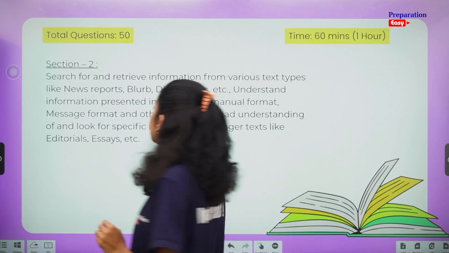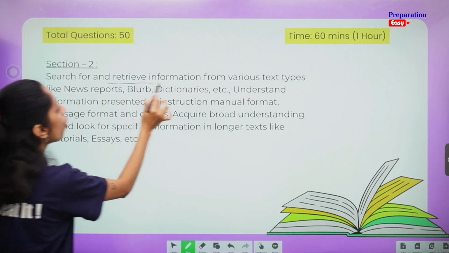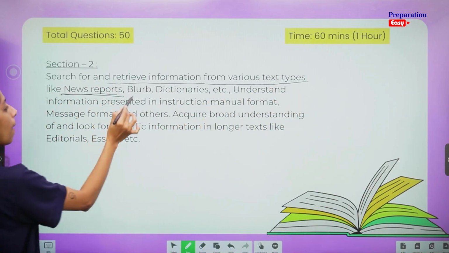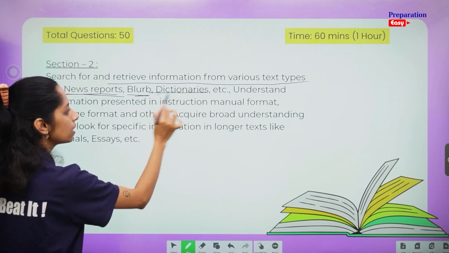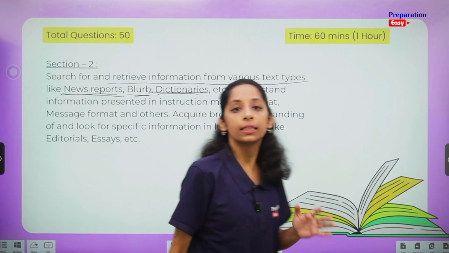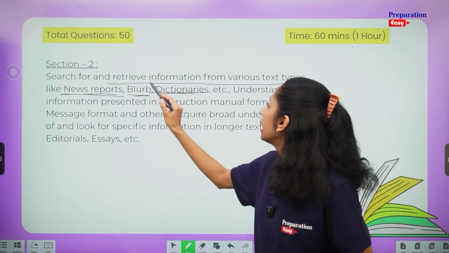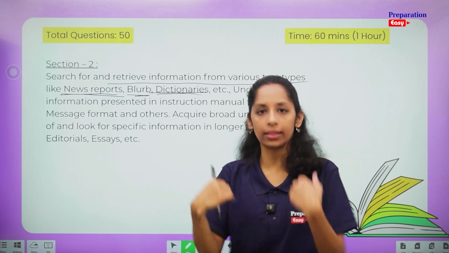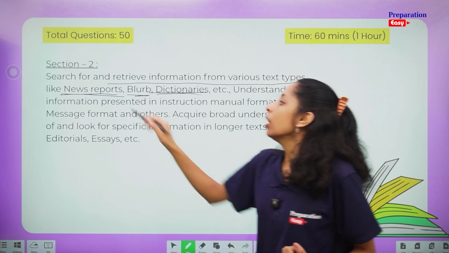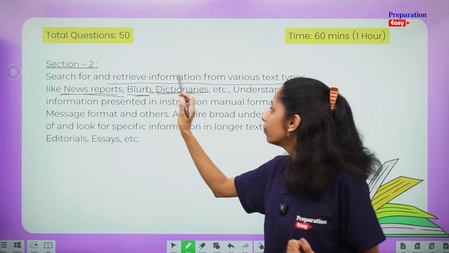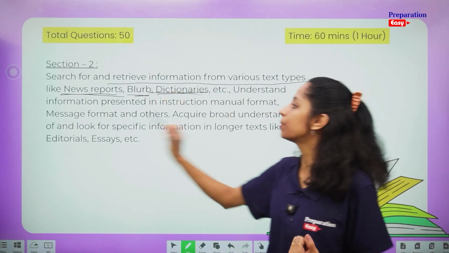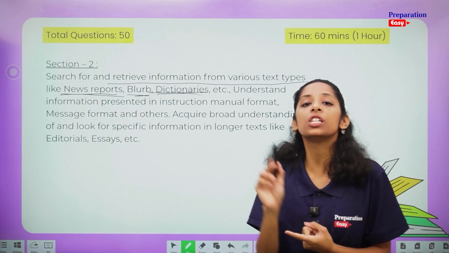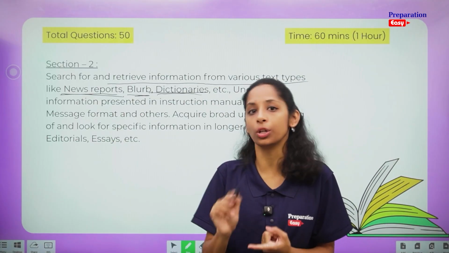Okay, let's read this. Search for and retrieve information from various text types like newspapers, blurbs, dictionaries, etc. So here the exam is asking for information from various text types. We need to understand, retrieve means to gather or to collect. Okay. Search for and retrieve information from various text types like news reports. We need to read the news reports. Okay, because there will be different words, different vocabulary that you are going to explore.